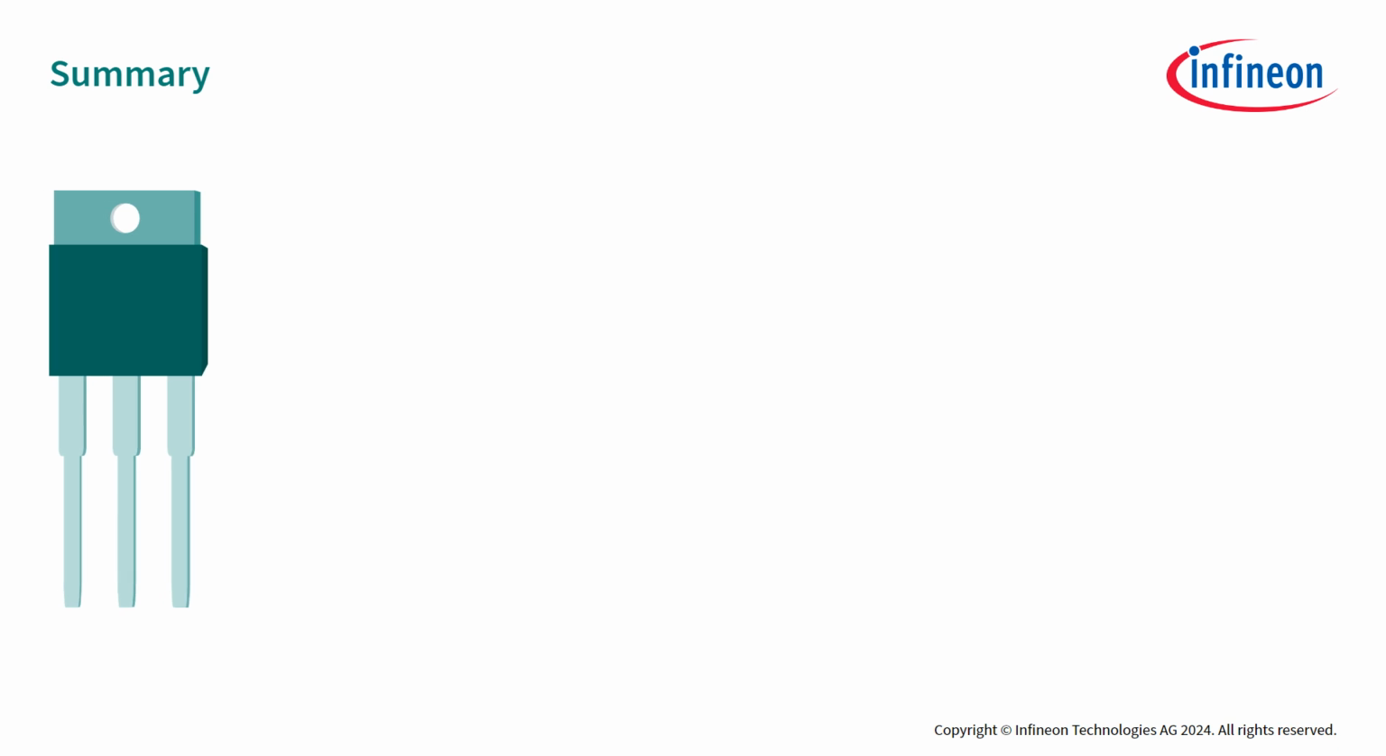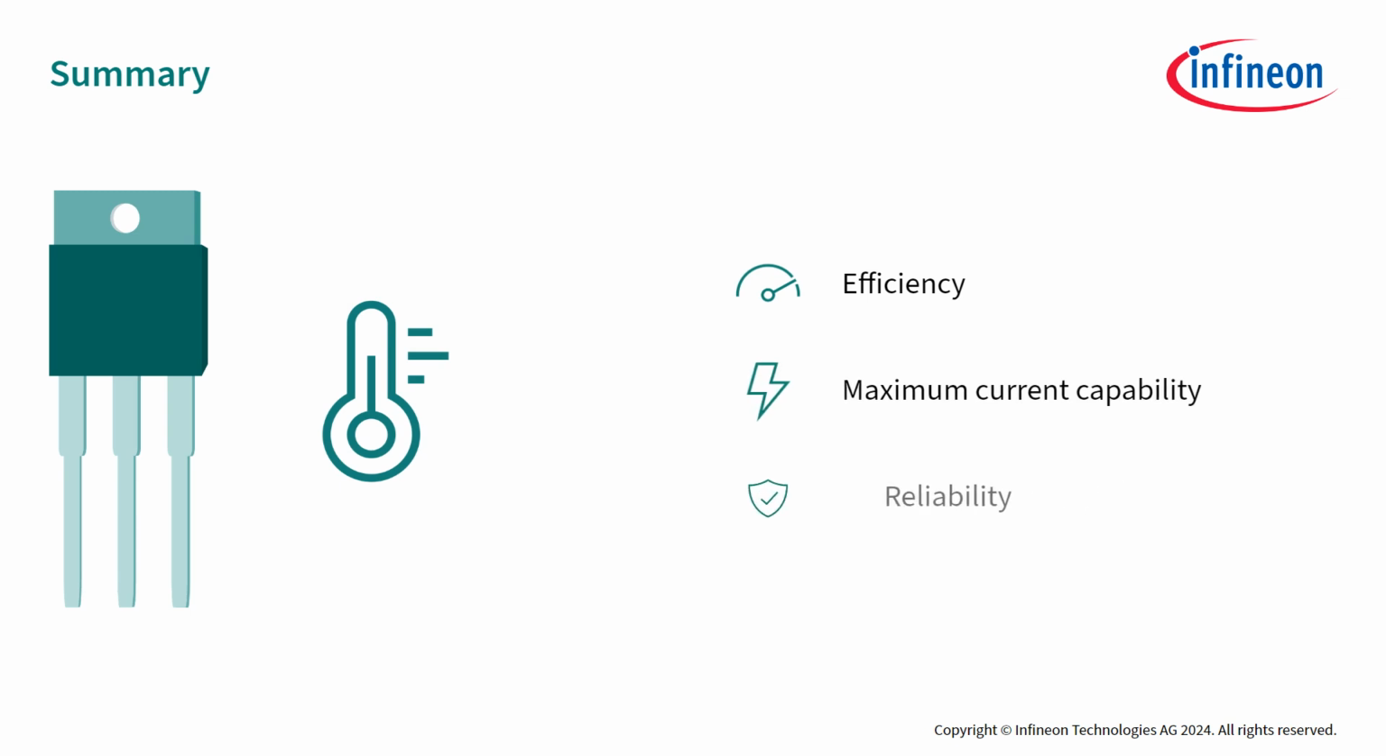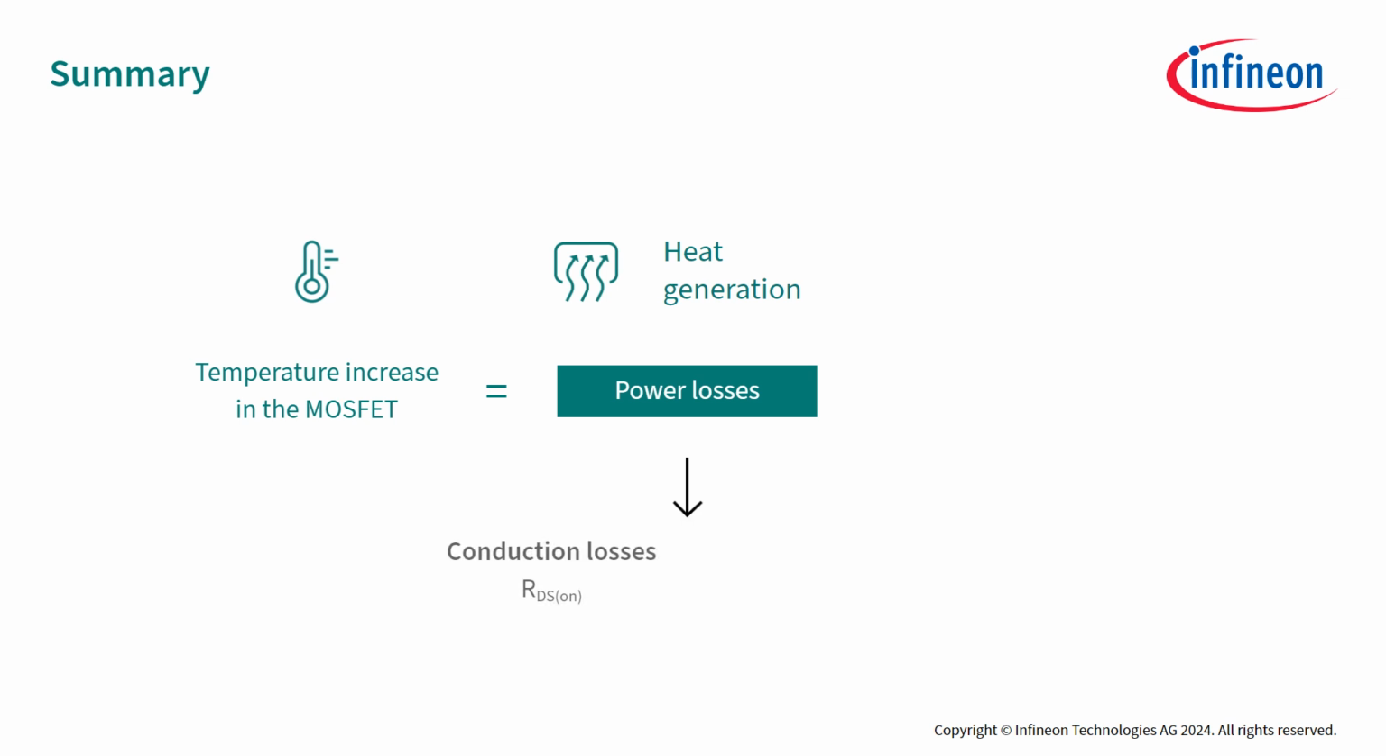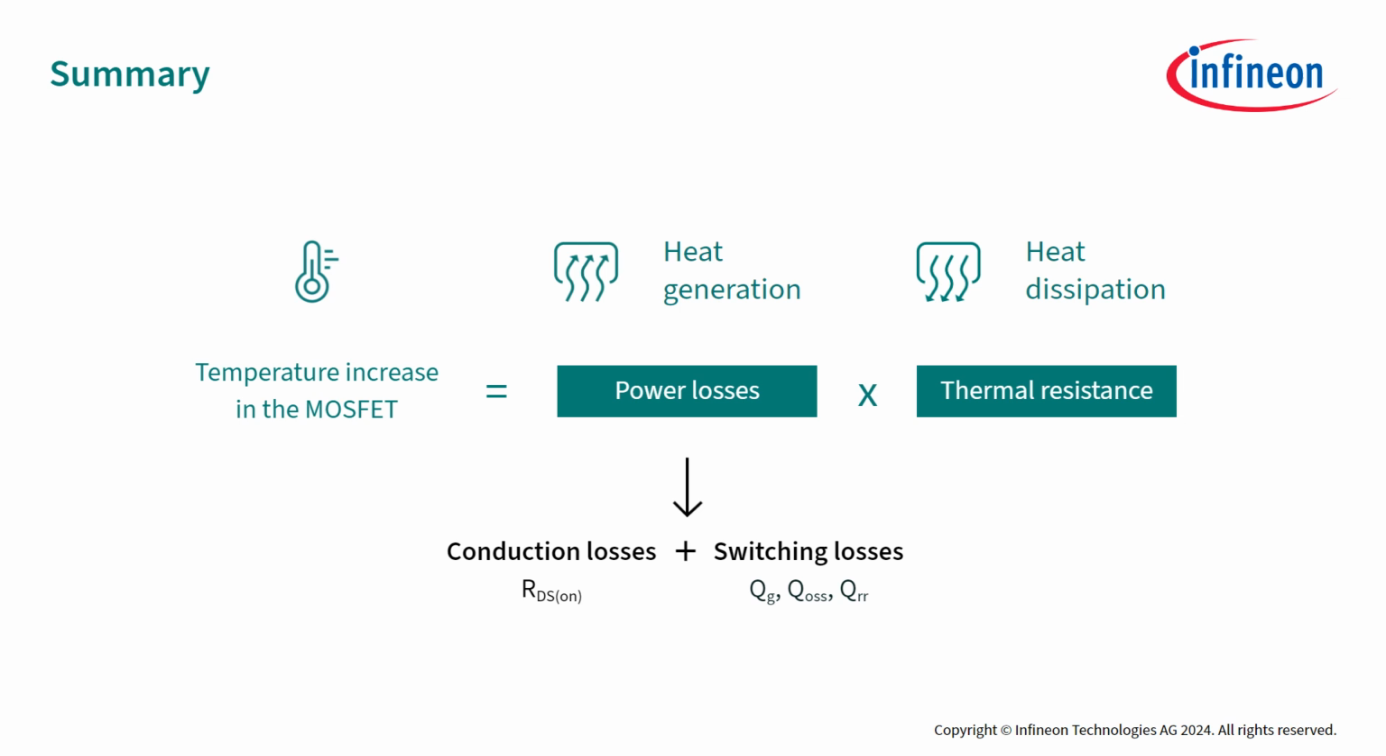Now that we have learned about all the different parameters, let's put it all together. So, we have learned that the MOSFET's maximum operating temperature is the most critical parameter to take into account when designing and selecting a MOSFET. The temperature increase of a MOSFET is defined by 2 parameters. The heat generation, which is constituted of the power losses, the sum of the conduction losses and the switching losses, and the heat dissipation, which is related to the thermal resistance. The multiplication of these 2 parameters will result in the temperature increase in the MOSFET.